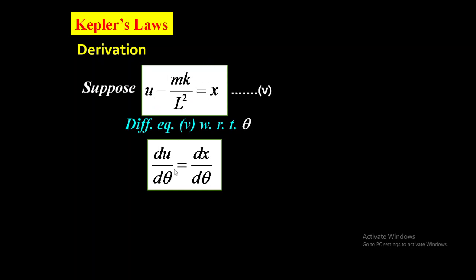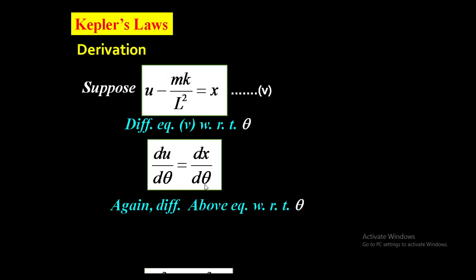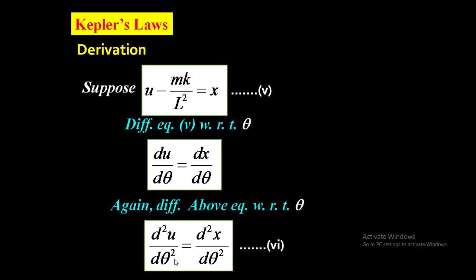So we will get du by d theta is equal to dx by d theta. Again, if we differentiate with respect to theta, then we will get the higher order differentiation, that will be d2u by d theta square is equal to d2x by d theta square. This is equation number 1.